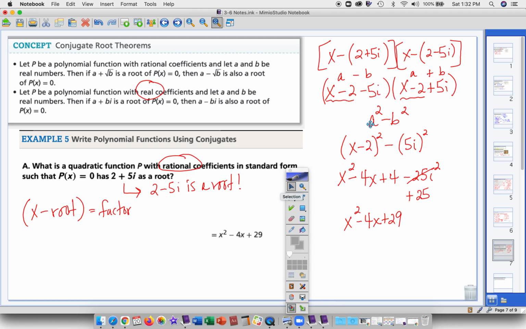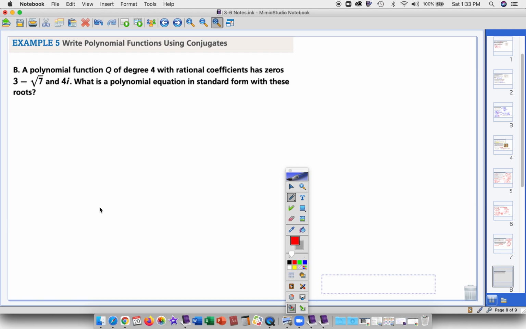You have to understand what we're doing here, so certainly ask questions about this in class if you have any. We're going to do one more. Let's look at letter B. Now this one, we have irrational roots and imaginary. Okay, we're going to have both.